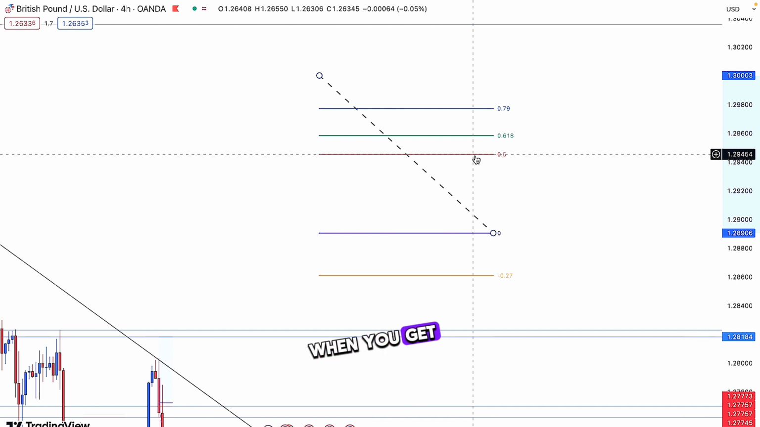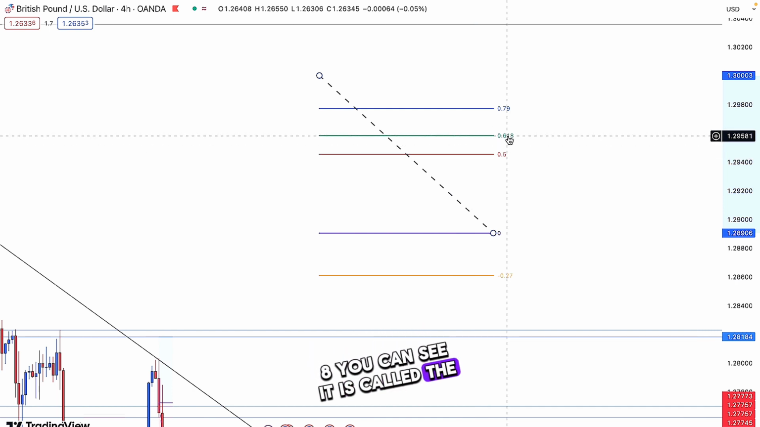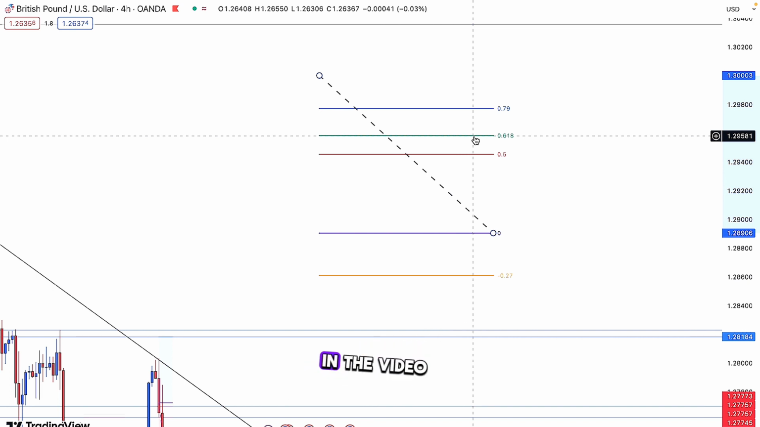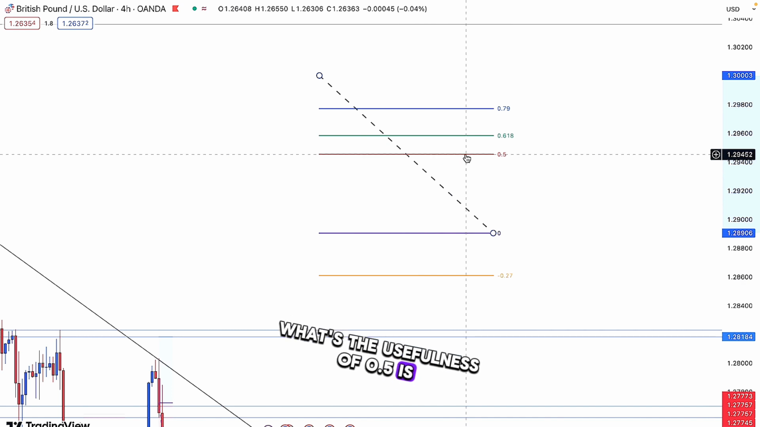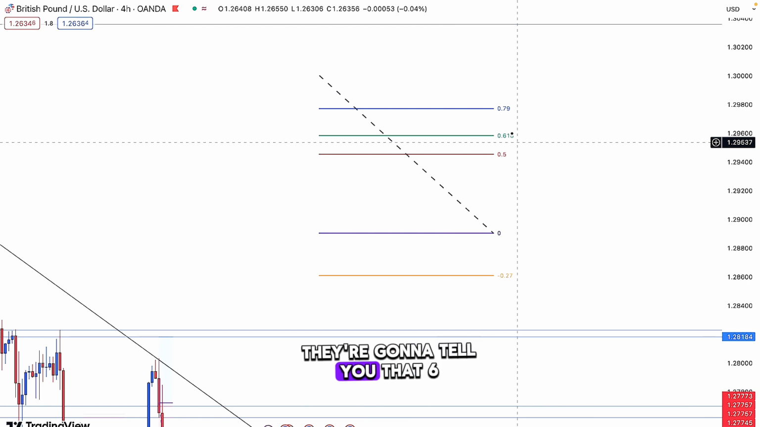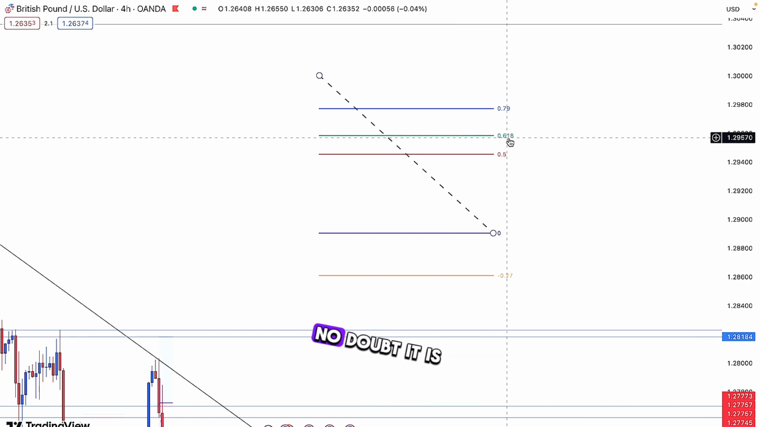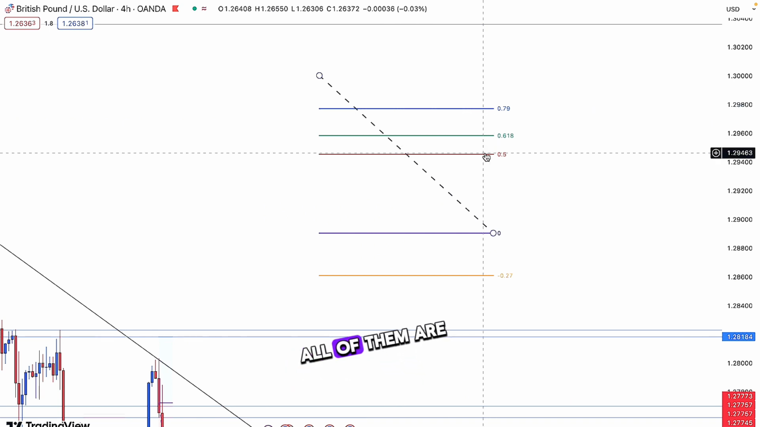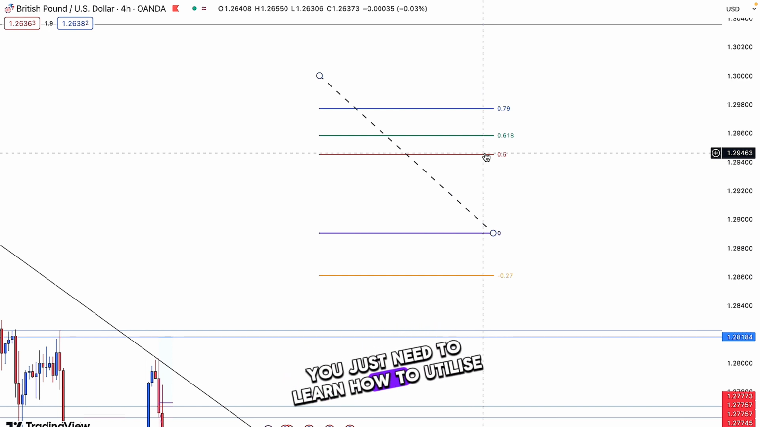All right? When you get to the 618, you can see it is called the 0.618. People call it the 0.618 area. This is the zone which people most likely look out for. But I'm still going to tell you in the video the usefulness of 0.5 and the usefulness of 0.79. If you ask anybody using the Fib, they're going to tell you that the 618 is very, very reliable. No doubt, it is reliable, and also the 79 is as reliable as the 0.5. All of them are reliable. You just need to learn how to utilize them.